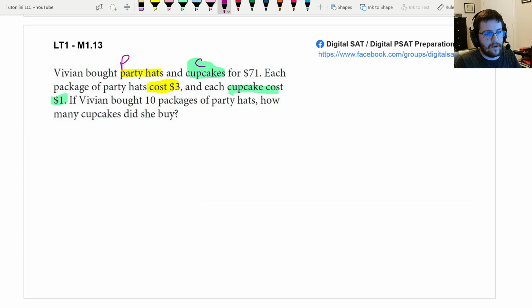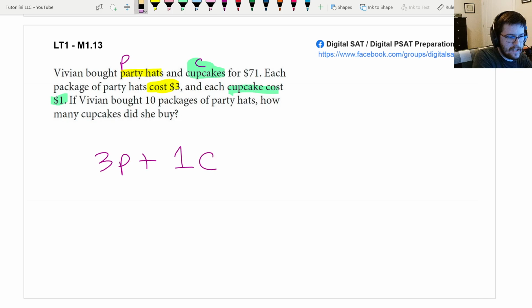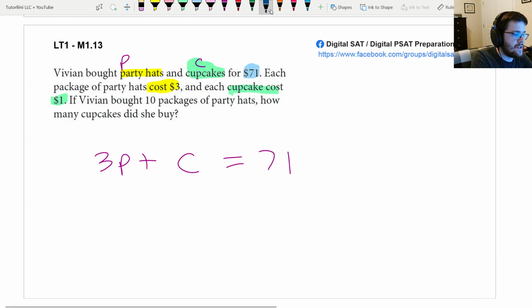So if I bought like 4 hamburgers for $6 each, that would be $24. Multiply them together, right? So we're going to do 3P plus 1C. And again, we don't write 1C. We just put that as C is equal to the total, which is $71. Now it says if we bought 10 packages of party hats. So that's telling us that P is equal to 10.